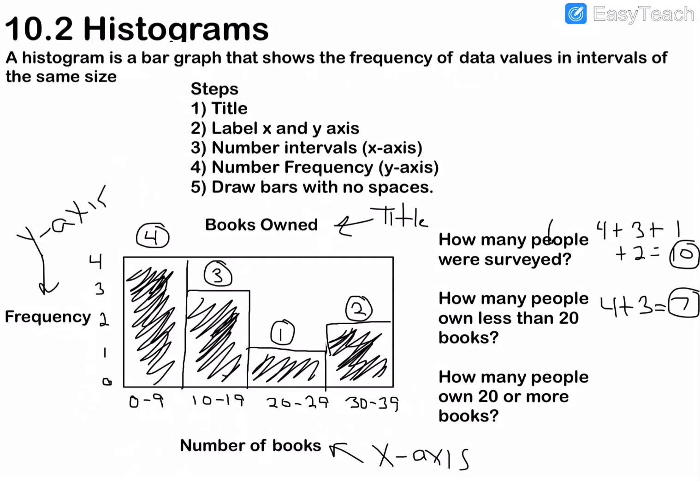And then the last question, how many people own 20 or more books? So that means we're going to look at the 20 to 39. And that would be 1 plus 2, which is 3. So that is how you would read, label, and make a histogram to show the frequency of data values.